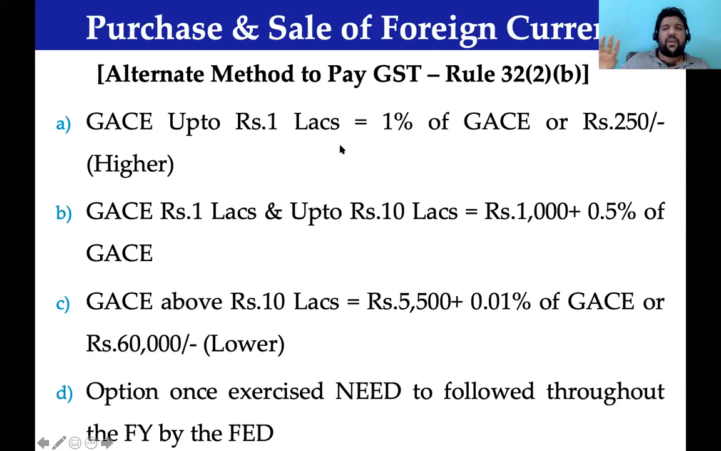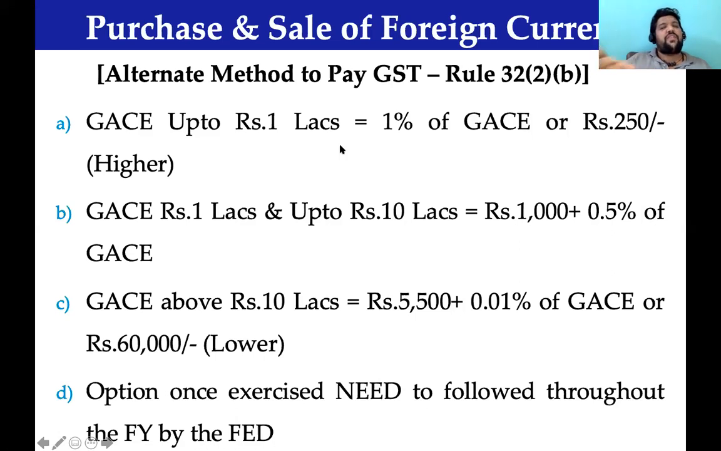1,52,000 he gave you, whatever the number be. Now your gross amount of currency exchange crossed 1 lakh. So you will now go to the threshold of the second limit, where for the first 1 lakh you are liable to pay 1,000. 1,000 rupees is your value of supply.